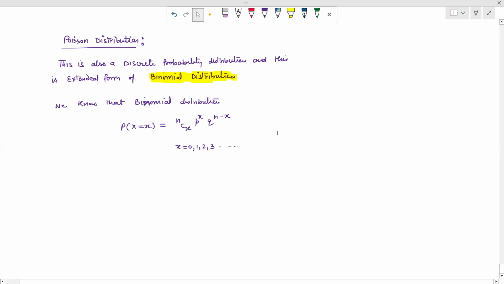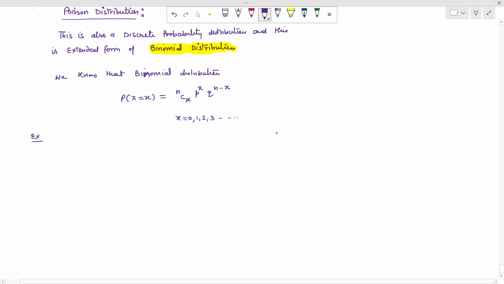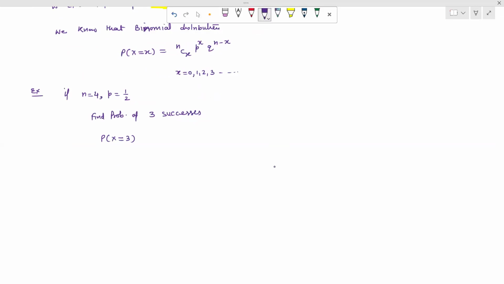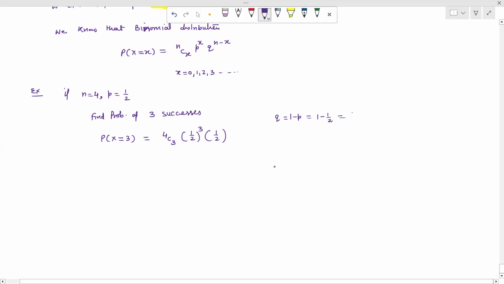Now we take one example. Put n equal to 4 and probability p equal to 1 by 2. We are going to find the probability of three successes. So by solving this problem using the binomial distribution, for the probability of three successes we put x equal to 3. This gives us 4C3 into 1 by 2 raised to the power 3, and q we write as 1 minus p, which is 1 minus 1 by 2, equal to 1 by 2, raised to the power 4 minus 3.